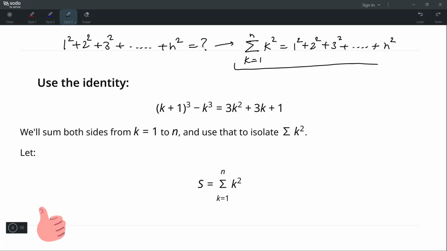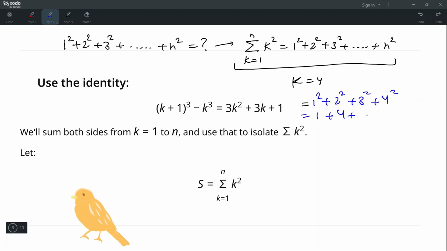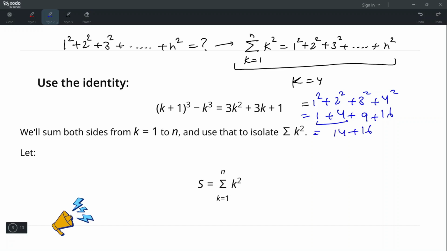What is this equal to? Let's say, for example, we put k equal to 4. So this becomes 1 squared plus 2 squared plus 3 squared plus 4 squared. So this becomes 1 plus 4 plus 9 plus 16. 1 and 4 is 5, and 9 and 5 is 14, plus 16. 14 plus 16 is 30. So this is what you get if you sum up to 4.